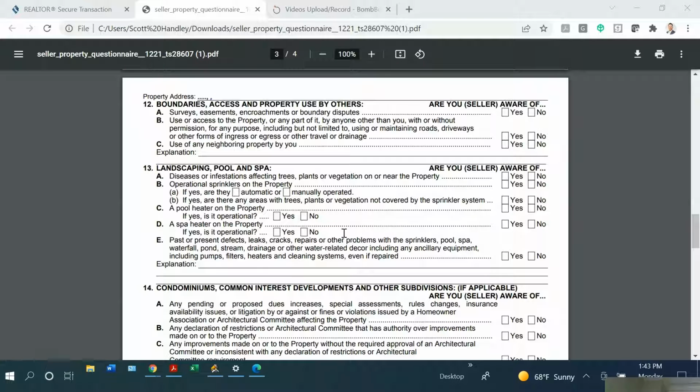Landscaping, pool, and spa. Okay, disease or infestations affecting trees, plants, or vegetation on or near the property. Yes or no? Operational sprinklers on the property. This is very common, and most of the time it's checked yes. If yes, are they automatic or manually operated? Do they have a sprinkler timer on there? If yes, are there any areas of the trees, plants, or vegetation not covered by the sprinkler system? You should know that, yes or no. Let me keep referring, I'm talking from the seller's point of view, so the seller should know that.